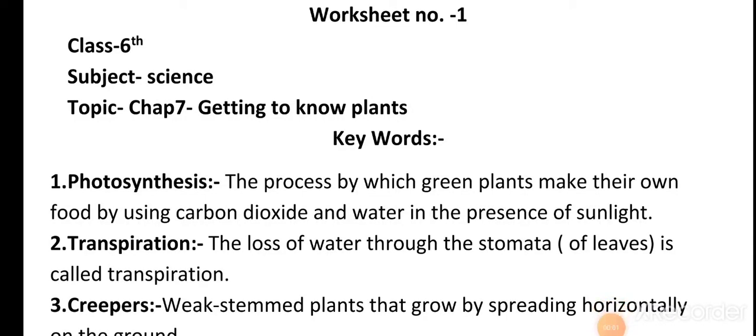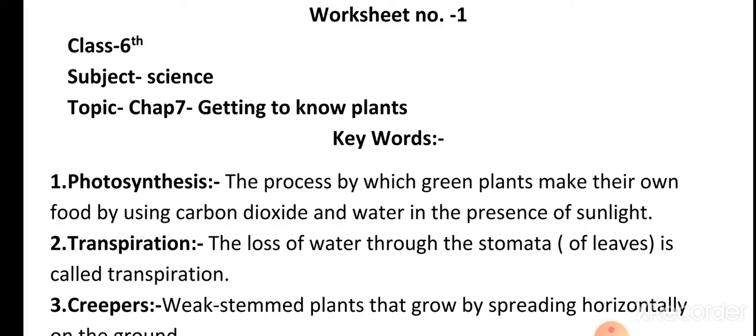Hello dear students, as we have covered all the topics related to chapter number 7, Getting to Know Plants. So today we are going to discuss keywords and question answers related to this chapter. So let's begin. This is worksheet number 1 and this worksheet contains keywords.